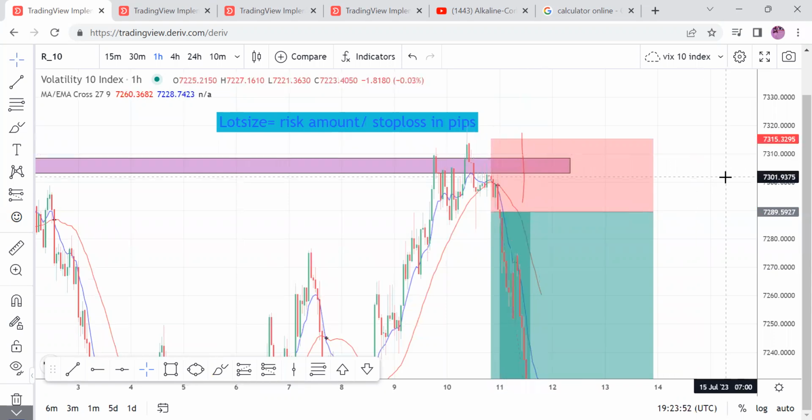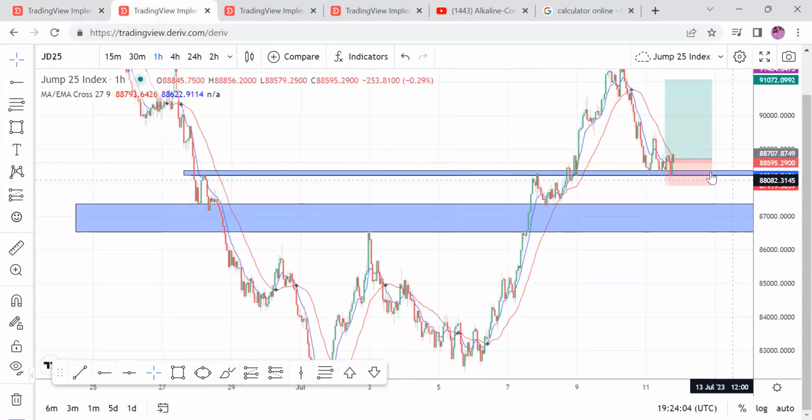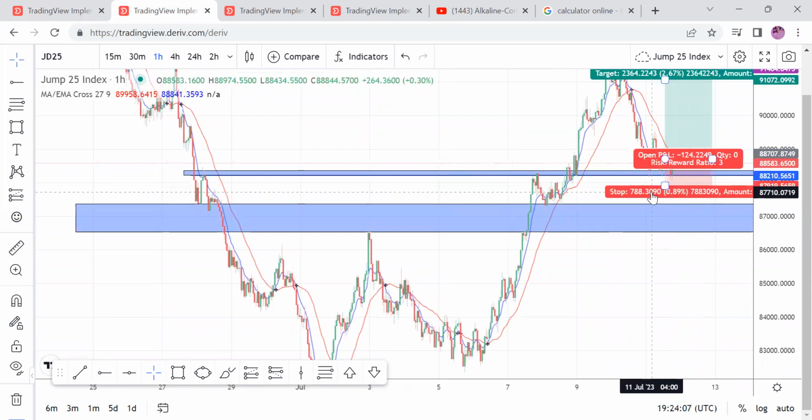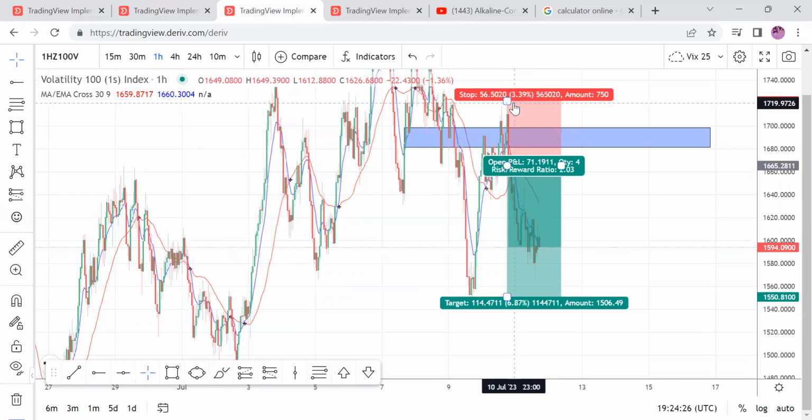So I hope this example was clear, and like I said, this is how you do it for all these indices. If we're on Jump 25, it's the same concept. In this case, our stop loss in pips would be 788.3090. So if we divide 100 by that, whatever value we get, that's our lot size, right? For Volatility 101, same thing. In this case, our stop loss in pips would be 56.5020, for this specific setup.